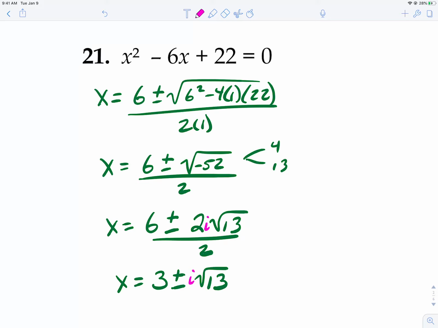So 52 is 4 times 13, so I can actually simplify the square root of the 52. So that's where my 2 came from. The square root of 4 is the 2, and the leftover 13 goes there, and with my i, because it was a negative 52. And if you reduce both of these by 2, you get 3 plus or minus i root 13.